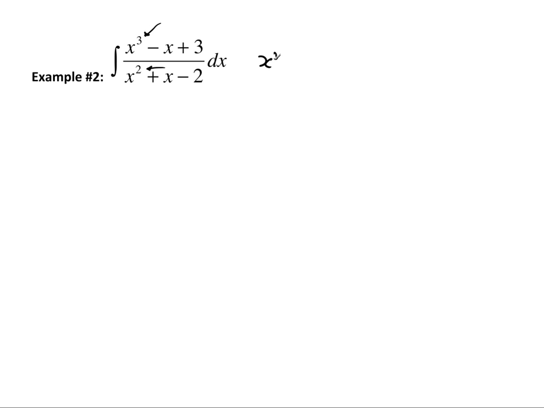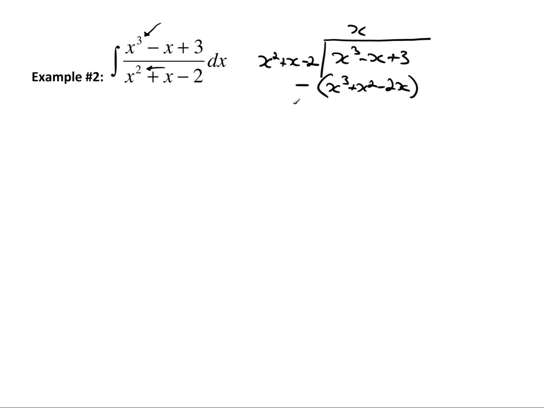So I will have x squared plus x minus 2. I'm going to divide it into x cubed minus x plus 3. This is kind of like grade school long division. How many times does x squared go into x cubed? What goes in x times? That gives me x cubed plus x squared minus 2x.